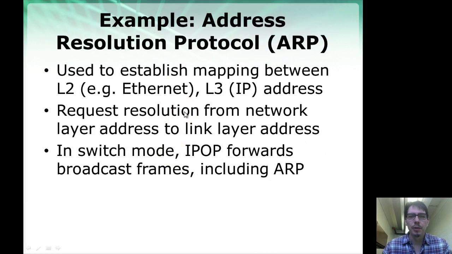So let me guide you through an example of how we would handle a message that follows the ARP protocol. ARP is used to establish a mapping between a layer 2 Ethernet address and a layer 3 IP address. When a node wants to send a message over the IP protocol, it needs to first discover how to send a message through the layer 2 link. So in switch mode, IPOP will forward all broadcast frames, and ARP will send broadcast messages that IPOP will simply forward through tin can links.